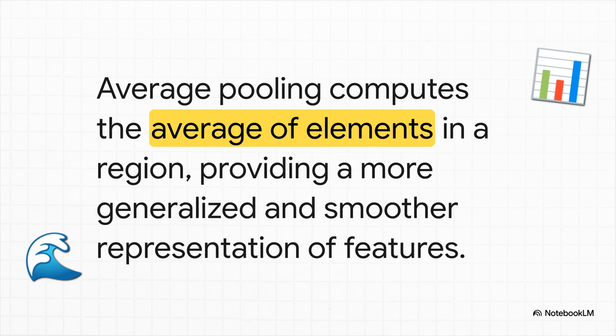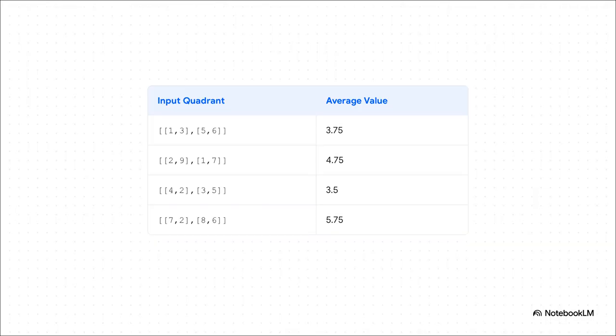Well, for that, there's average pooling. And it's exactly what it sounds like. Instead of grabbing the max value, this time we're going to calculate the average. So for that same top left patch, 1, 3, 5, and 6, we add them up and divide by 4. We get 3.75. You can see how this gives you a much smoother, more generalized idea of what's going on in that patch, instead of just focusing on the one most extreme value.